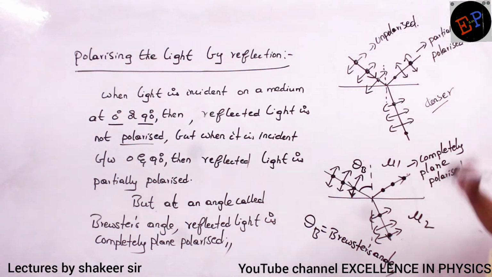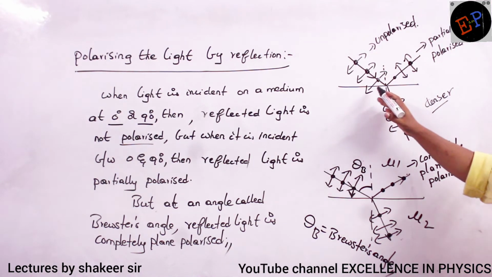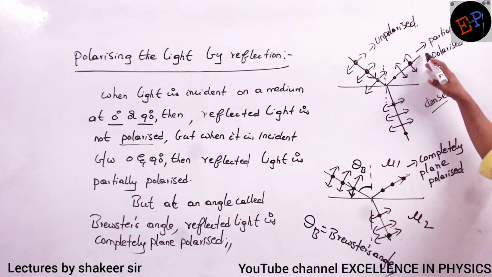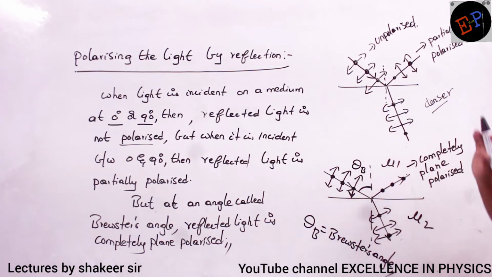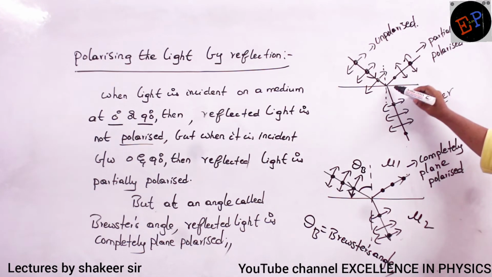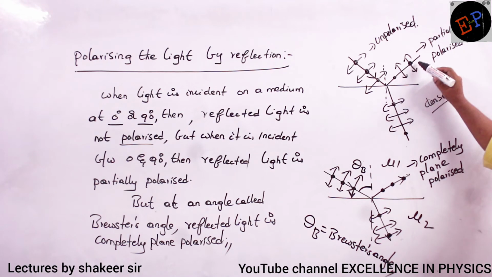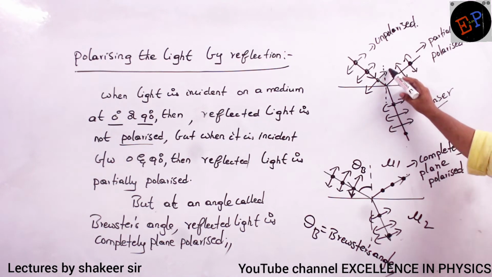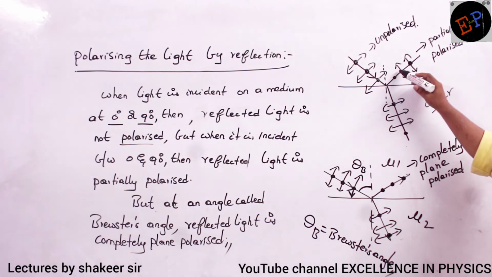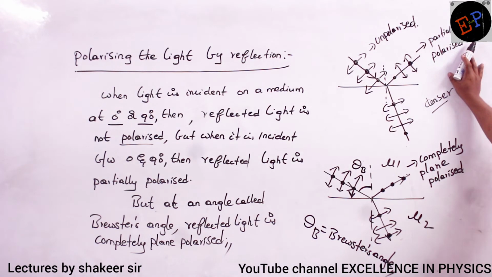Unpolarized light. When this unpolarized light falls on any medium, some of the light is reflected, some of the light is refracted also. Now you see that there is very slight amount of polarization. So here you don't find electric field in the plane of the board. Here you don't find electric field perpendicular to the plane of the board. So it is partially polarized. It means polarized to a small extent.